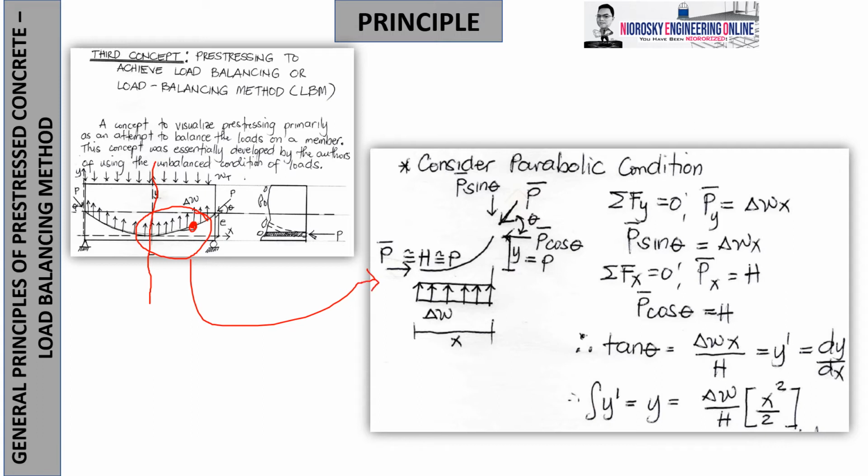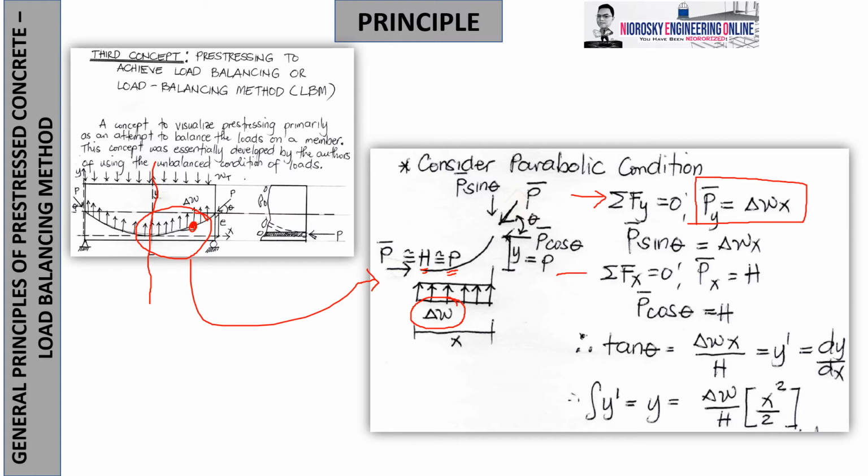So therefore, if we have force P bar, that is the horizontal force H, also known as the prestressing force P. Then we try to produce an angulation, let's say a value of theta, and then we will have some components, P bar sin theta and P bar cosine theta. If we sum up the vertical forces, we will have delta Py bar equals delta Wx, yung pinaka-assume natin na unbalanced load.